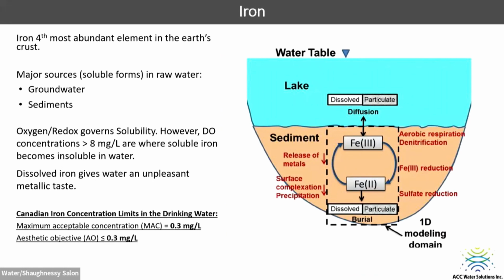Iron is the 4th most abundant element in the Earth's crust. Major sources in raw water are groundwater and sediment. Fe+3 is in a solid state and Fe+2 is in a dissolved state. So if anoxia happens and the chemistry happens in the sediment that converts Fe+3 to Fe+2, it will dissolve more iron into the water. All these nutrients, phosphorus, iron, and low DO, are the reason behind the degradation of water quality in your water body, either raw water or a stormwater pond.